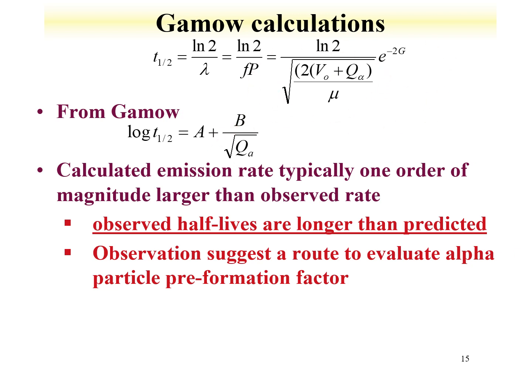Now, one thing about these equations is that the calculated emission rates are typically larger than the observed rates, and what this means is that the observed half-lives are longer than predicted. This difference can be used to evaluate a preformation factor.